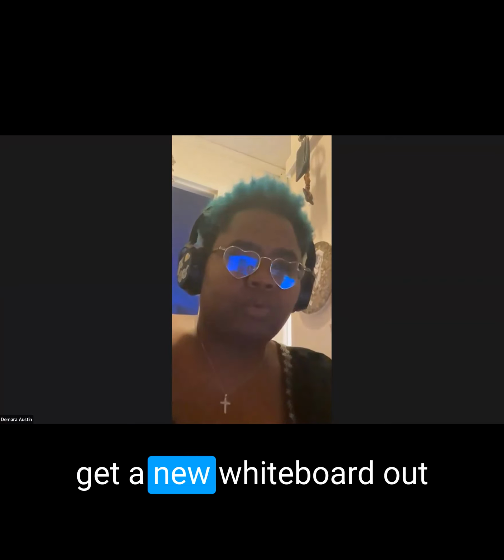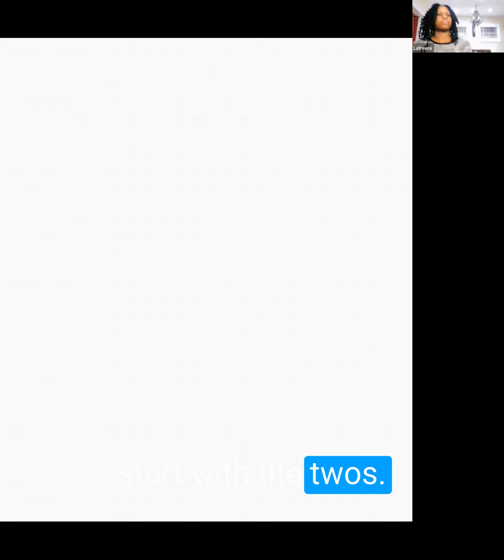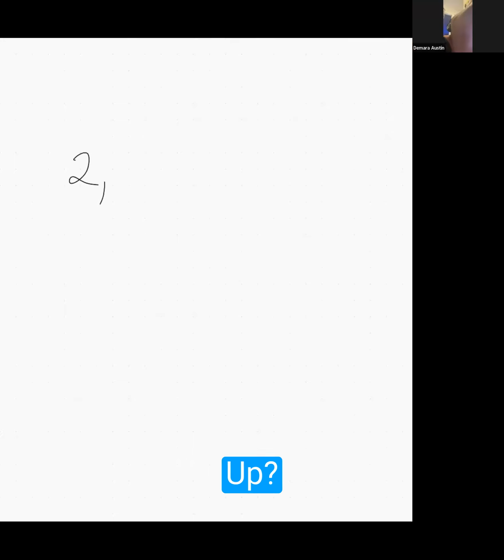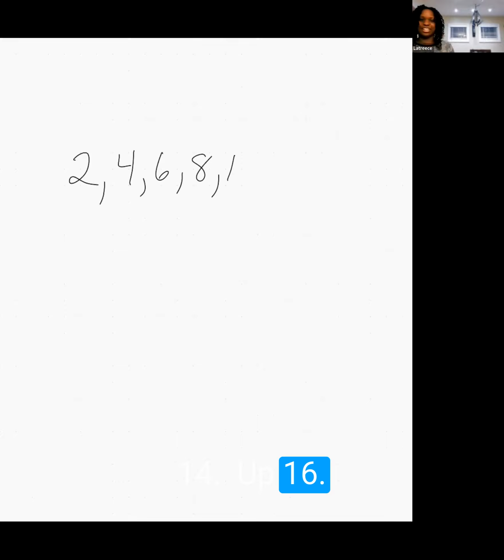Let me get a new whiteboard out. All right. Practice skip counting. So let's start with the twos. We're going to skip count up by twos. So if you go up by 2, what's your next number? 4, 6, 8, 10, 12, 14, 16.